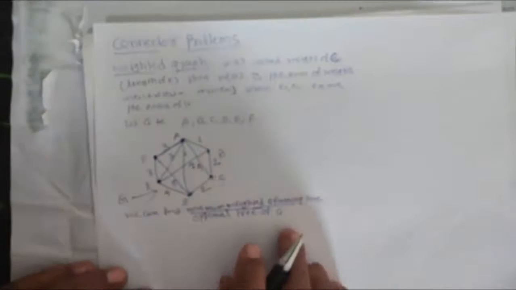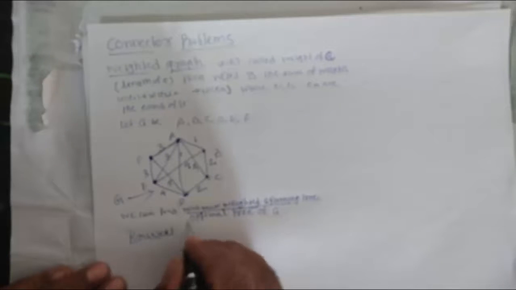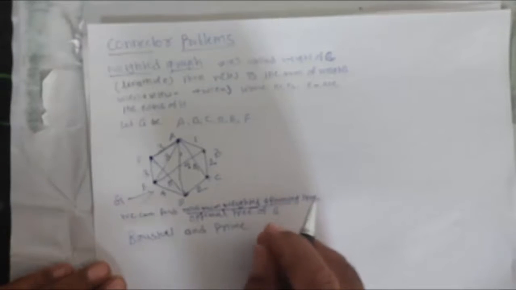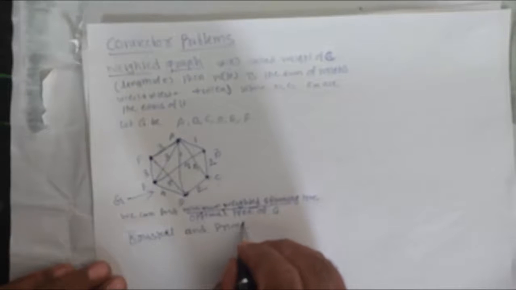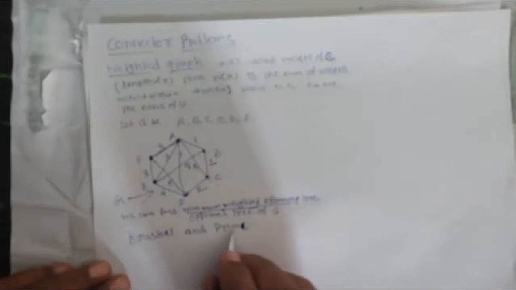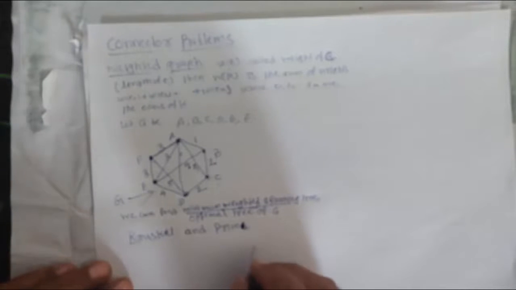This can be found by Kruskal's algorithm or Prim's algorithm.